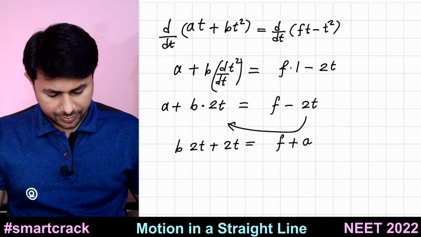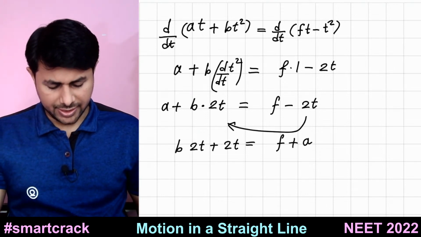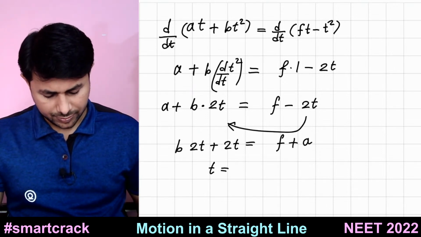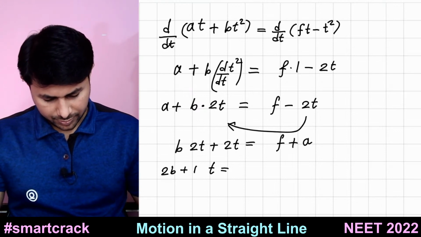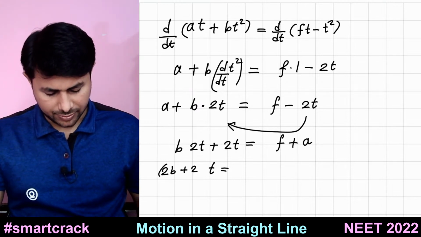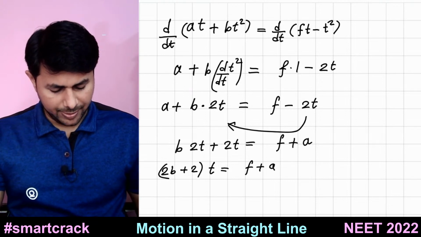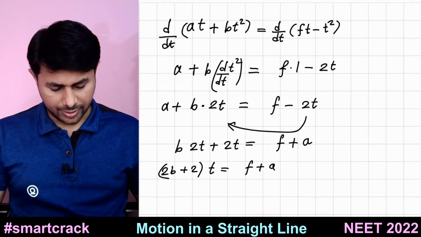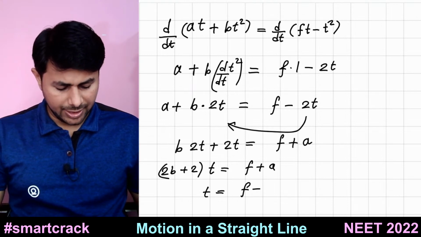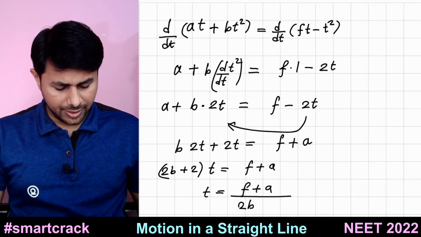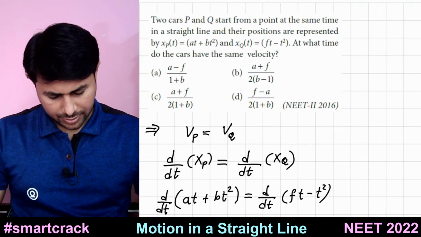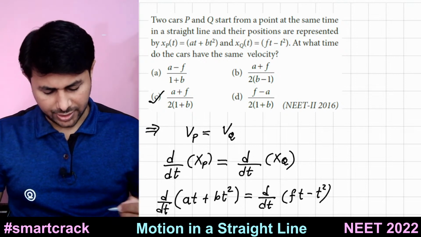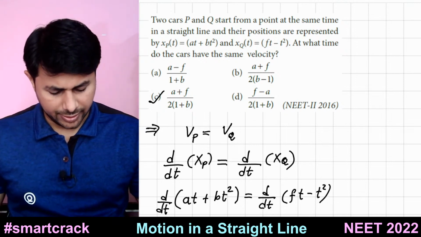We can take t common. So t equals, here we are left with 2b plus 2, not 1, 2b plus 2. It is f plus a. I have taken t common. So t will be equal to f plus a divided by 2b plus 2. This is the answer. Let's check. Okay, so it is option C. So 2 is also taken common.